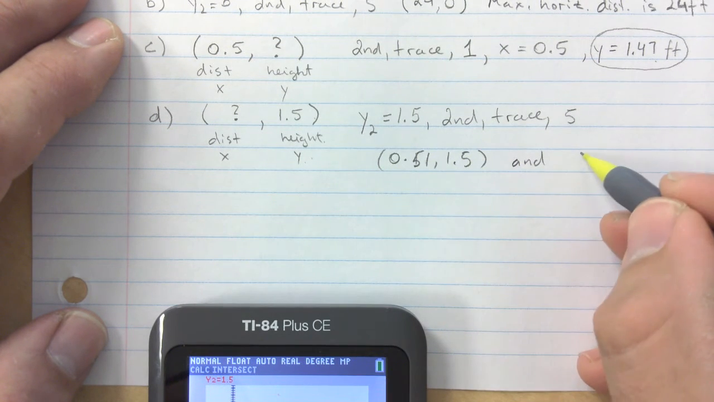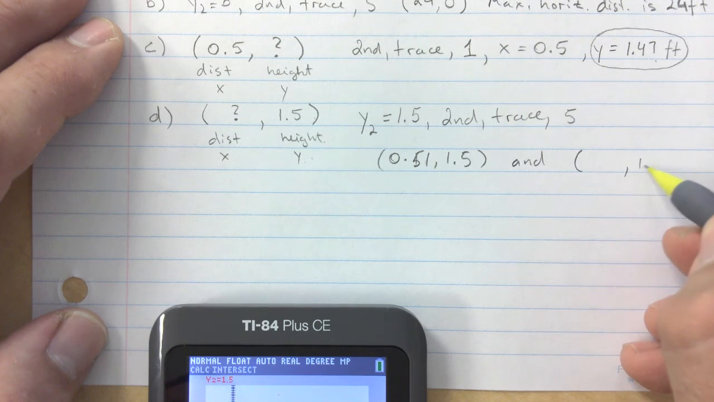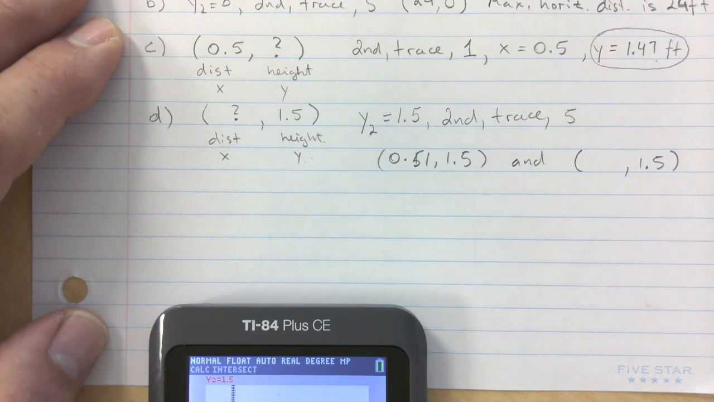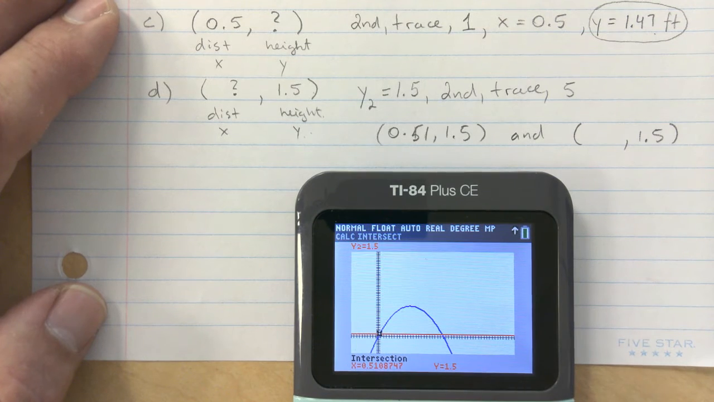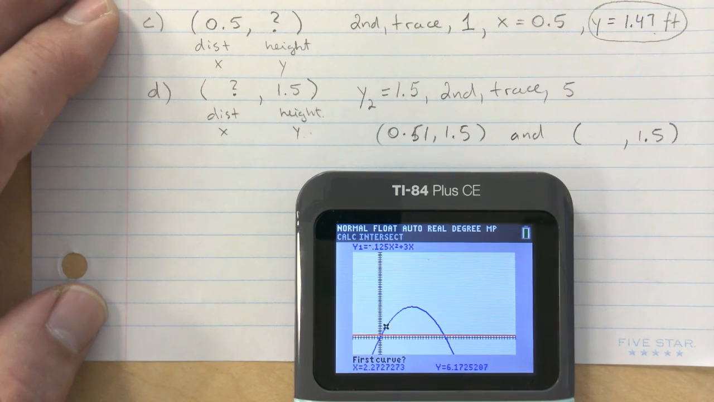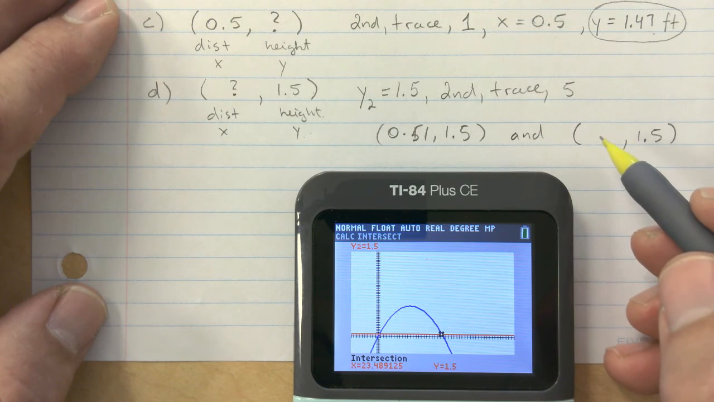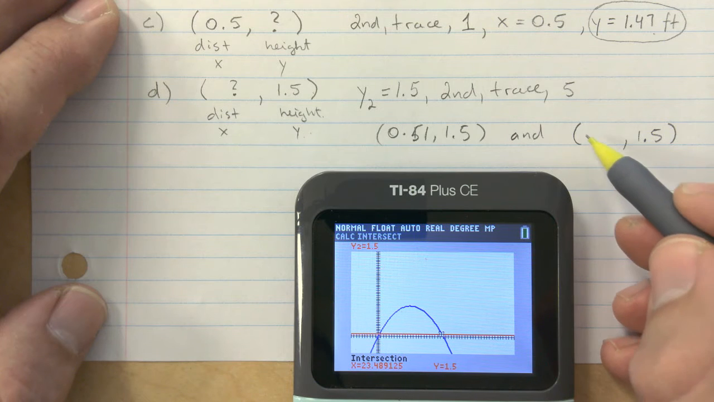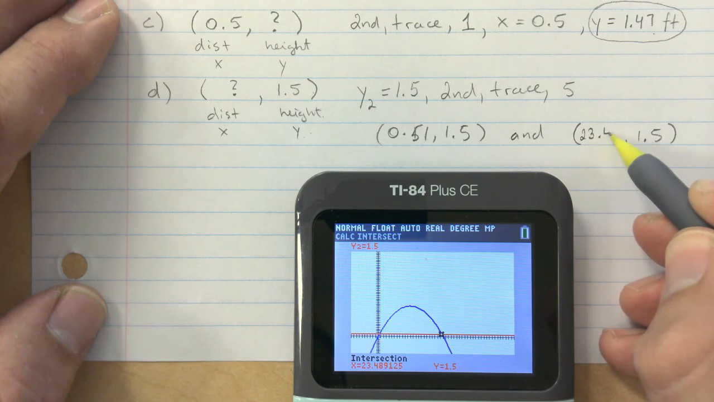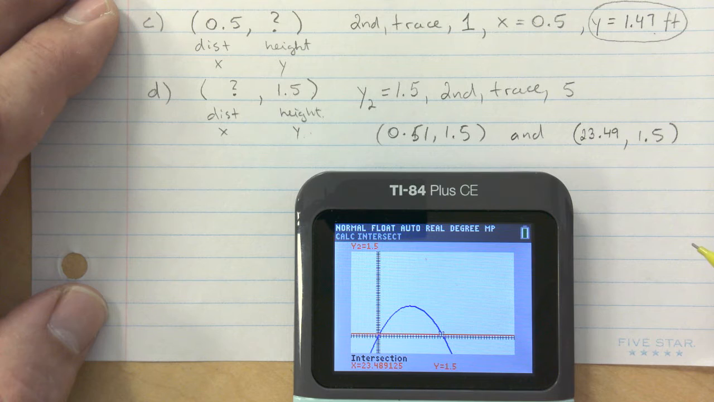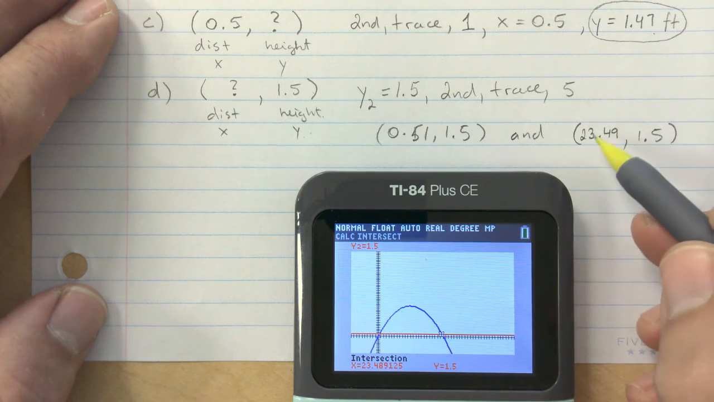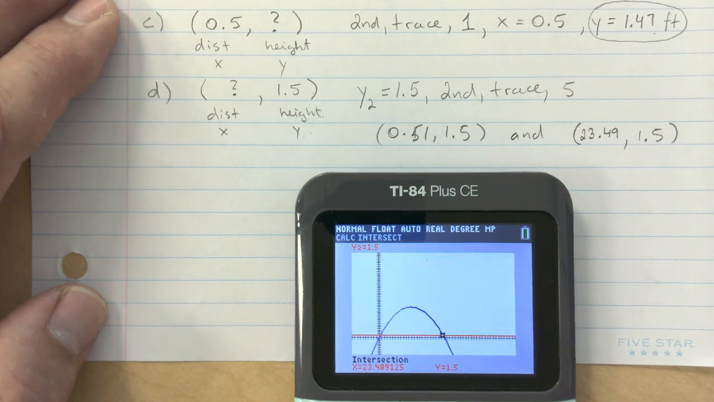And we're going to find the other one, which is also going to be at a height of 1.5. I know that already. So second trace 5, travel all the way over. Once you're over the hump, then you're good. 23.49, round it. 23.49. So I will just make a note.